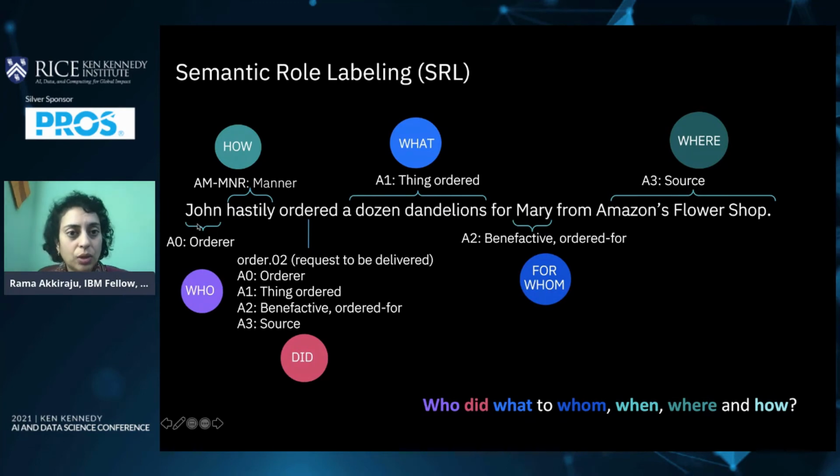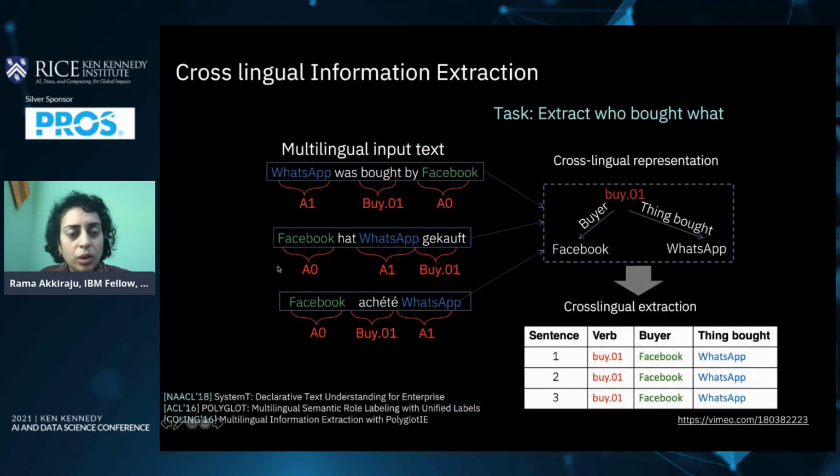So for example, if you have a sentence like, John has hastily ordered a dozen dandelions for Mary from Amazon's flower shop. John is the orderer, hastily is the manner in which he ordered it, ordered is the actual order, it's the verb. What has been ordered? The dozen dandelions. Who is the benefactor? Mary. And what is the source? Where from? It's Amazon's flower shop. So if you have this vocabulary, such as who, did, what, to whom, when, you can have a user write rules for it.